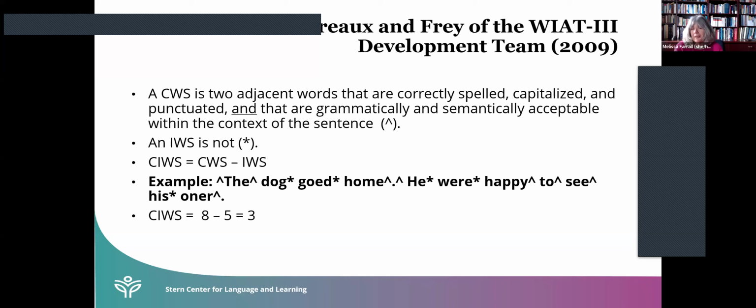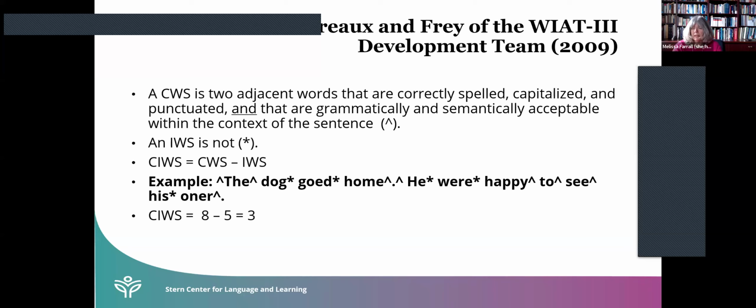So when we look at the beginning of a sentence, we look to see that the word is capitalized and that it's spelled correctly. And I'm giving it a caret, which is a good thing. I then look at my first word pair, "the dog," and I ask myself, correctly spelled, correctly capitalized, correctly punctuated? And does it kind of make sense? Isn't it grammatical? And my answer is yes. So I put a caret between those two words. I then look at "dog goad." Okay, that's my next pair.